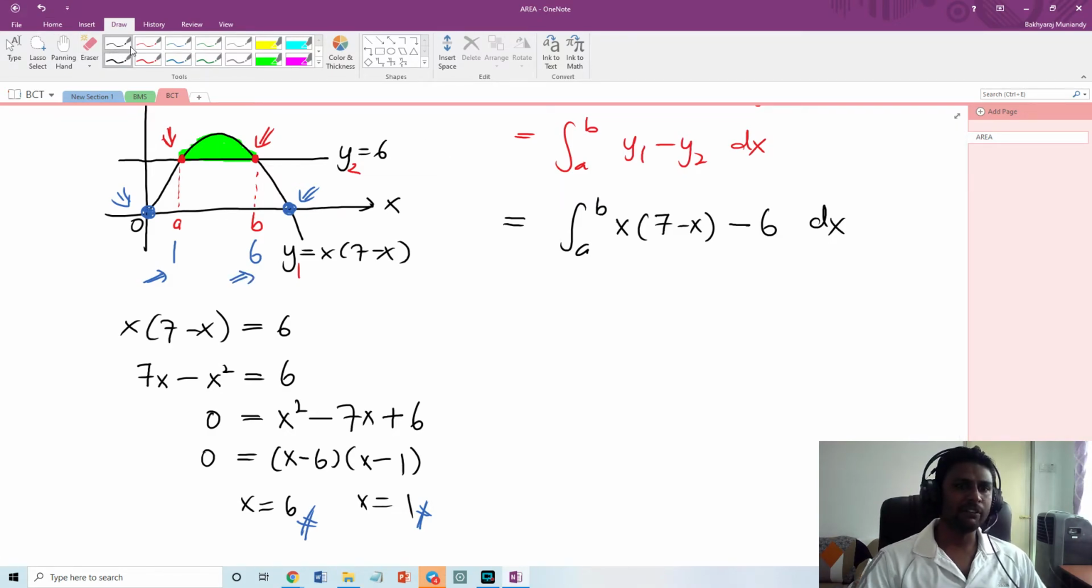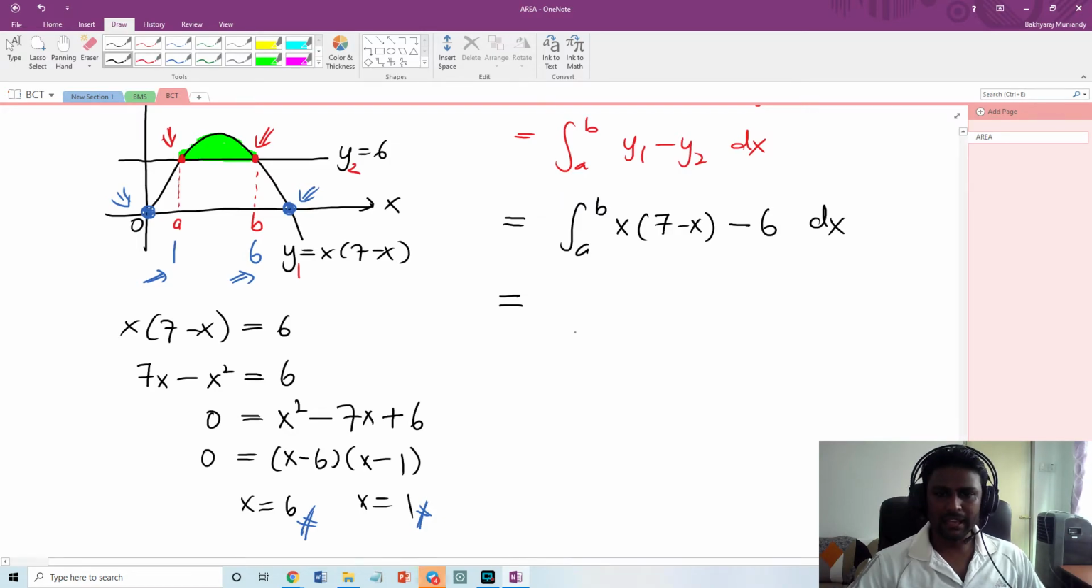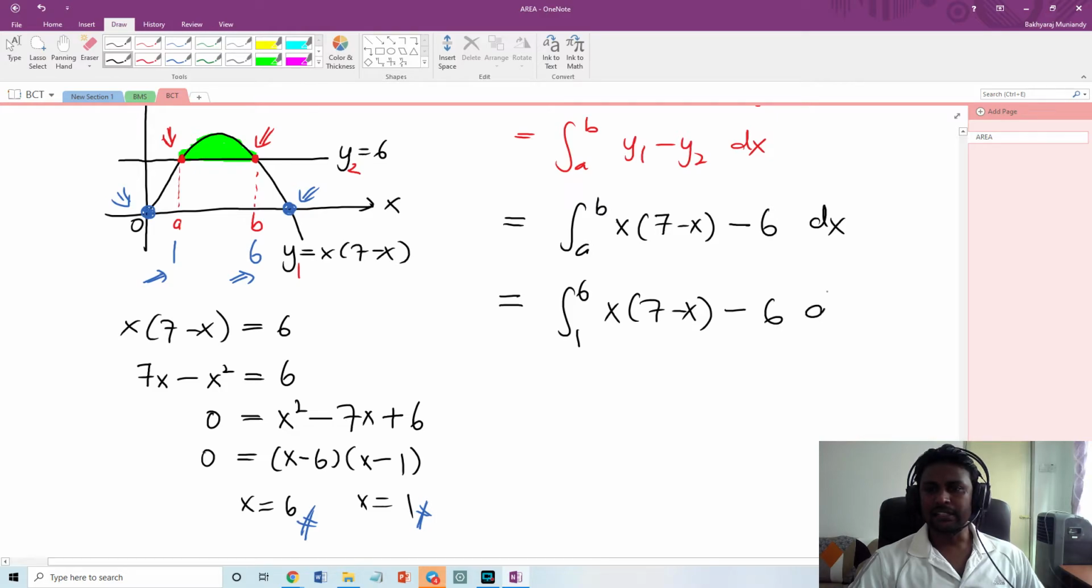Okay, now, what is our limit? Limit will be equal. Yeah, correct. So we substitute 1, 6 here. Integral from 1 to 6 of x times 7 minus x minus 6 dx.